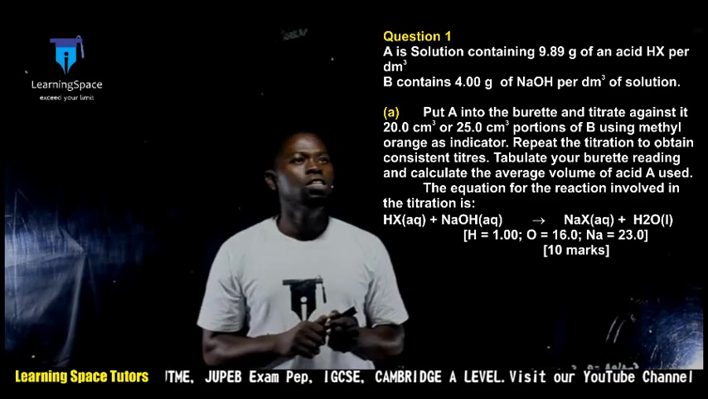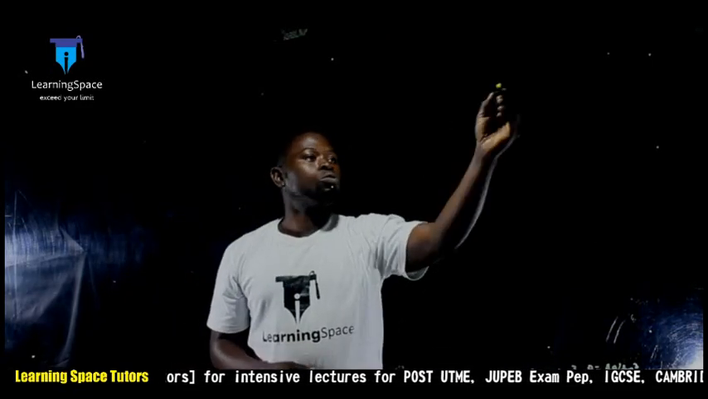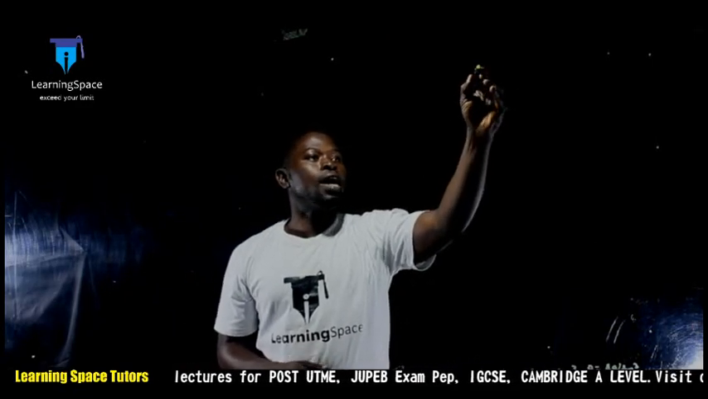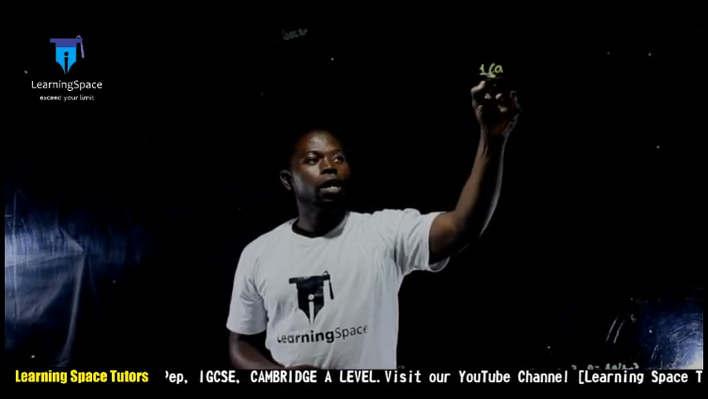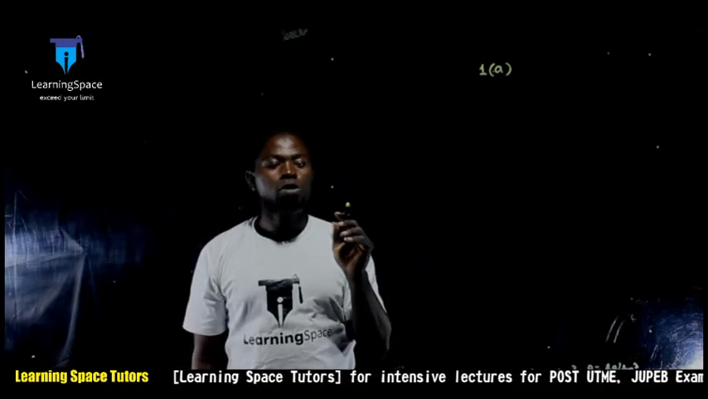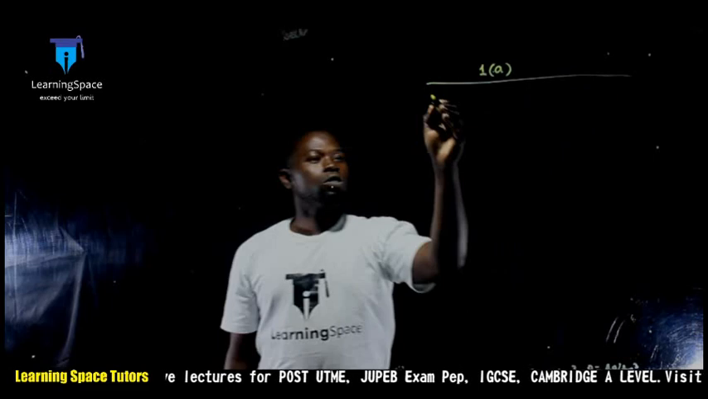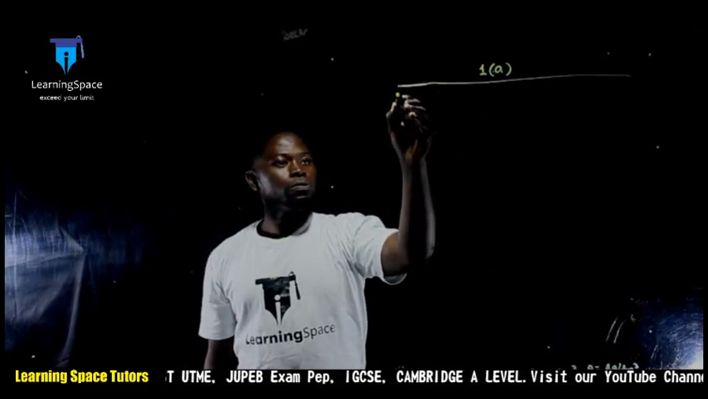Now, in the titration, the first part is going to give you the table for your titration. When you want to write the question, the question number will be at the top. So this is question 1A. Then in question 1A, you are told to titrate. So you are going to prepare the table for the titration.